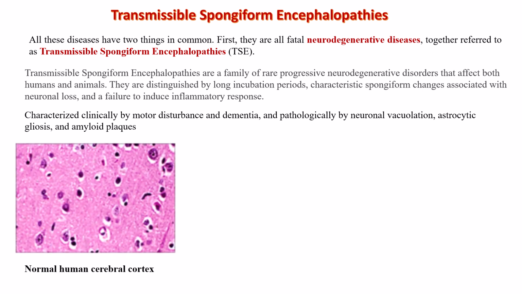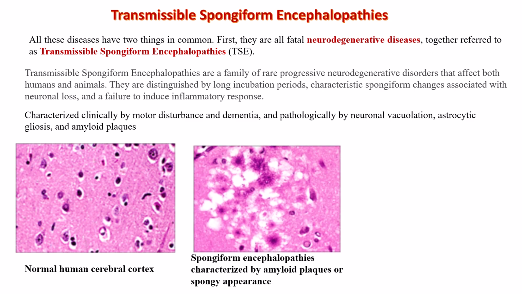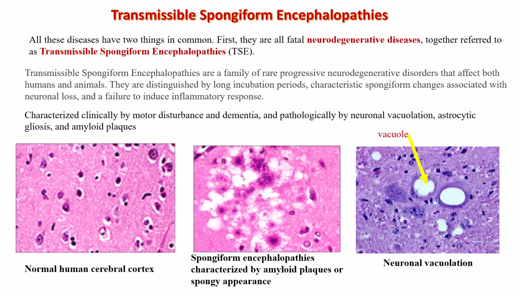On your screen, you can see a normal human cerebral cortex staining, and this is spongiform encephalopathies characterized by amyloid plaques or spongy appearance. You can also see the neuronal vacuolation. You can see this vacuole which is shown here with an arrow.